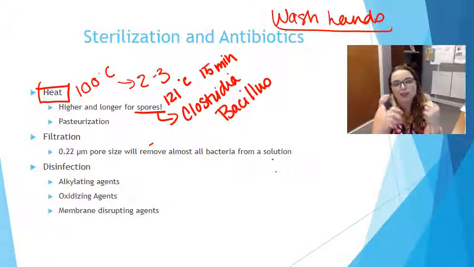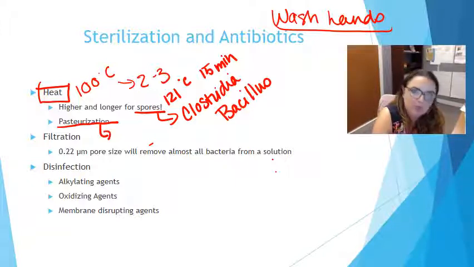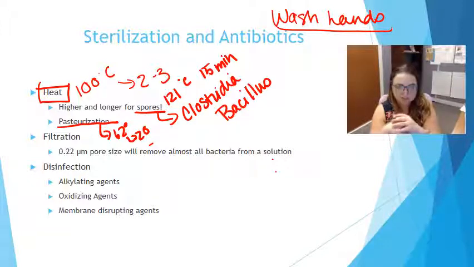You can also use dry heat like an oven at 160 degrees for an hour. So you're going to need a higher temperature and longer time. There's also the process of pasteurization made by our friend Louis Pasteur. This is basically what we do to a lot of dairy products, right? So it's 62 degrees Celsius for 20 minutes. That's going to destroy most pathogens, but it's not going to affect the flavor of the product because it's not going to break down the proteins, and that's why we use it on milk.